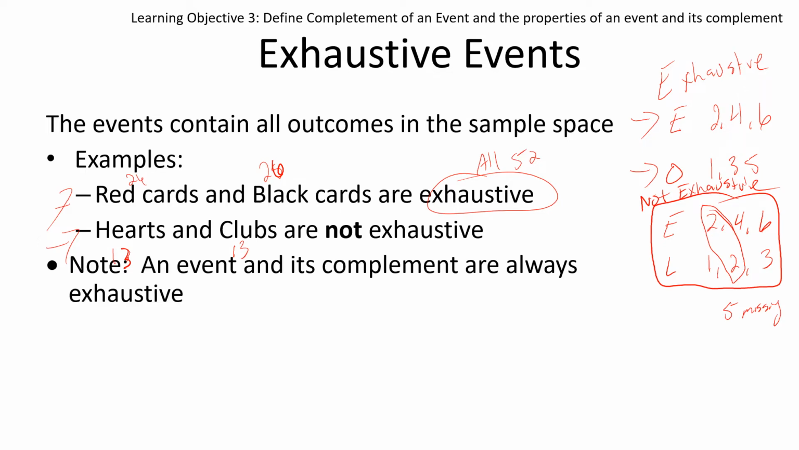Let's look at number 2 for properties of an event and its complement. An event and its complement are always exhaustive. So, 1, an event and its complement are always mutually exclusive. 2, an event and its complement are always exhaustive.